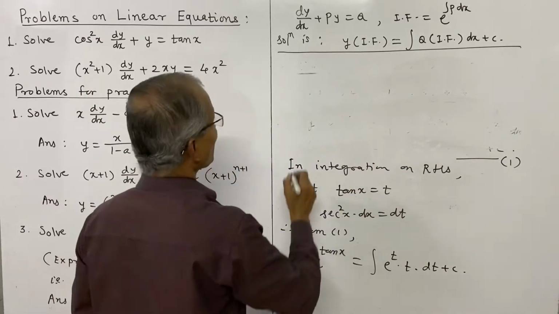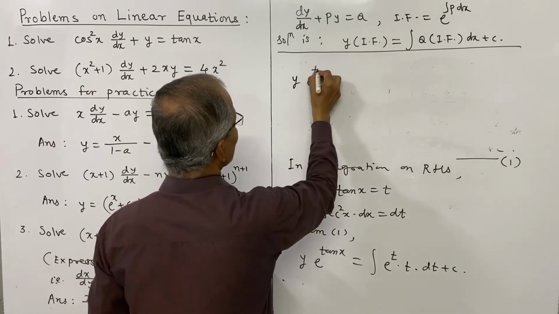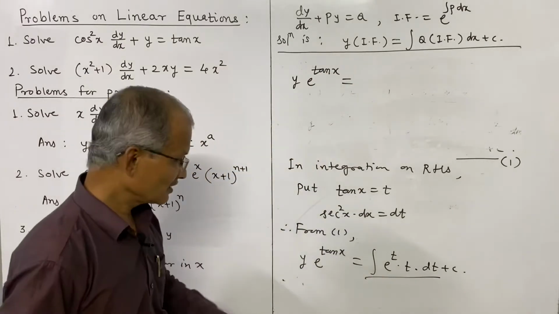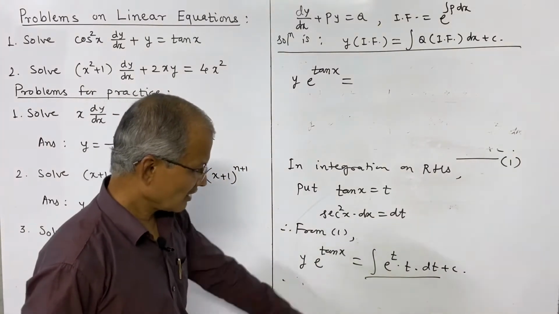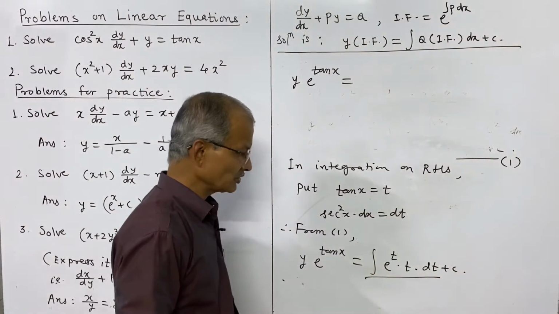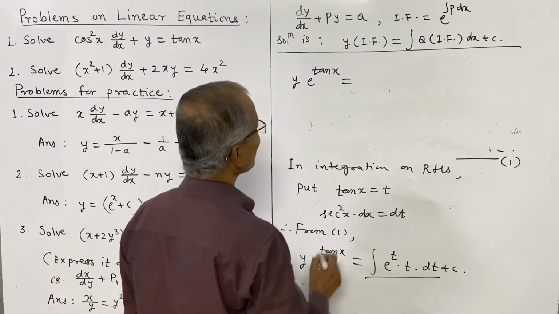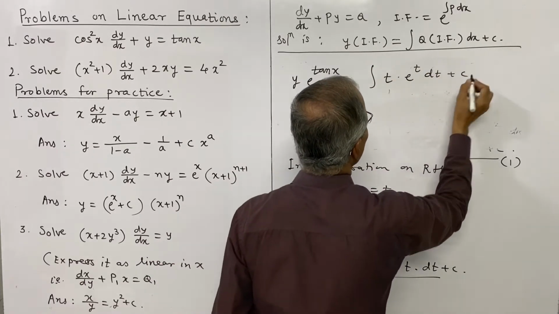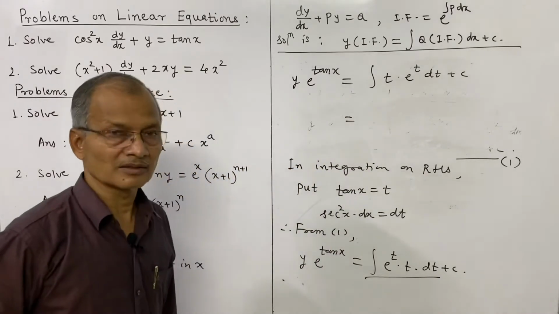This is y e to the power tan x is equal to, now how to evaluate this integral? This is a product, and so it should be evaluated by parts, and according to the rule of choice of function, LIATE, exponential should be the second function and this algebraic is the first function. So I shall write this first as t into e power t dt plus c, and that is integrating by parts. I shall keep the left side same.